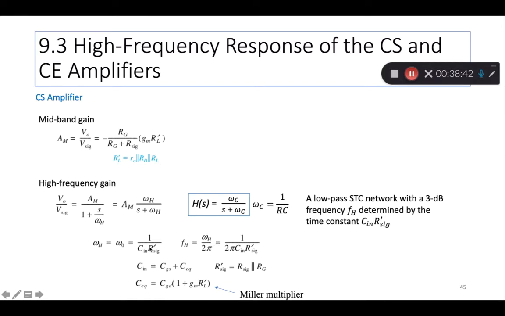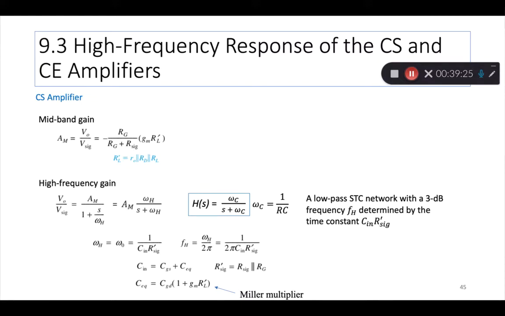This RC, we write it as C in R prime sigma. What is C in? It is this CGS plus C equivalent, and we saw the C equivalent is this. What is R sigma prime? It's R sigma in parallel with RG on the input side. So that gives you the cutoff frequency in radians or in hertz, and you put that into this and you get the overall transfer function or the high frequency gain at any frequency outside the mid-band gain on the high side.